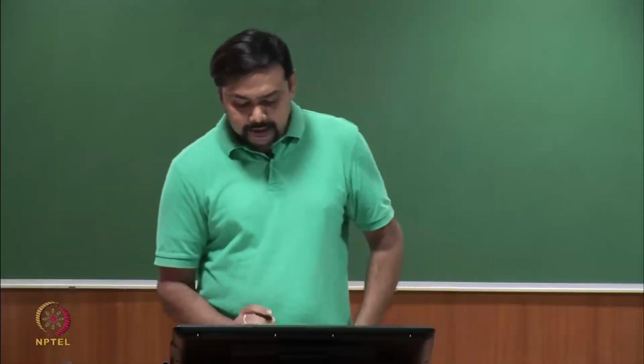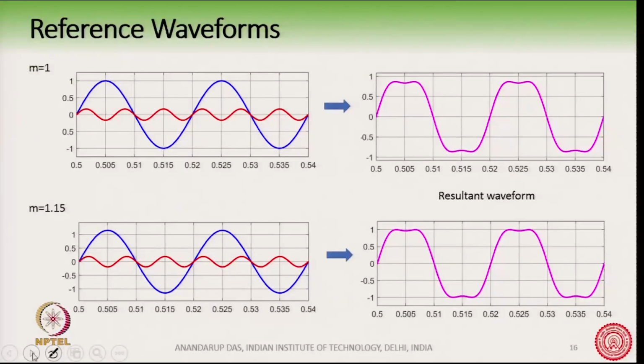So, here we are showing you the two cases, where the first one is m equal to 1 and the second case is m equal to 1.15. These are the two cases we are going to see. So, if m equal to 1, we can add 1/6 of the third harmonic, which I have shown. This is the 1/6 of m equal to 1. So, that is about 0.166.